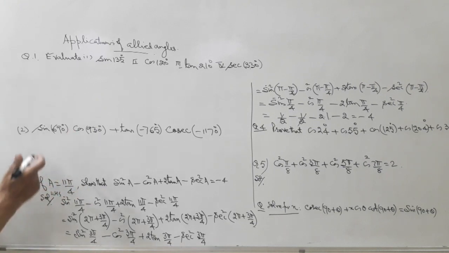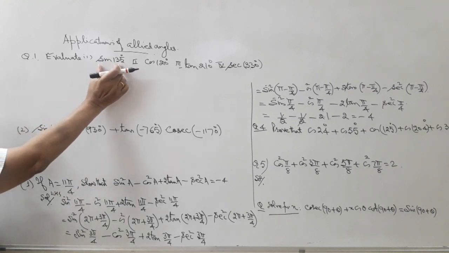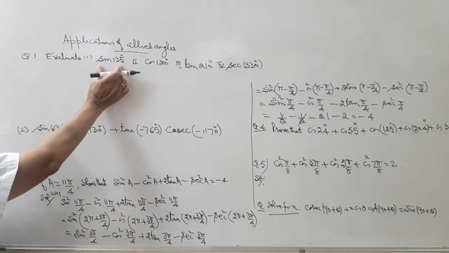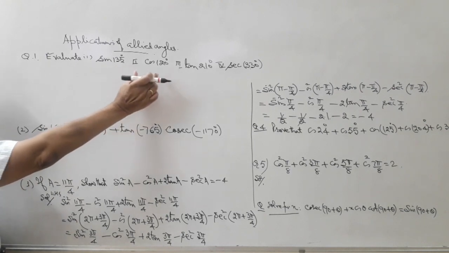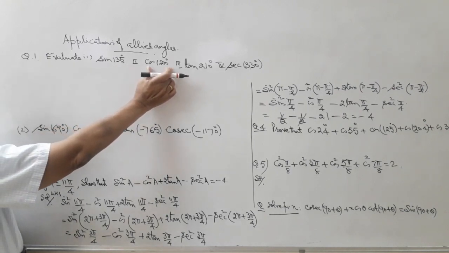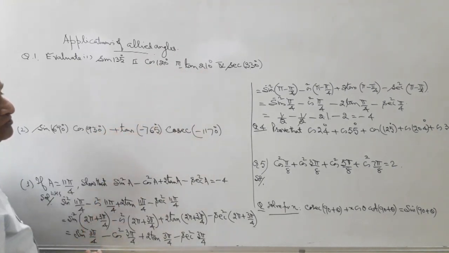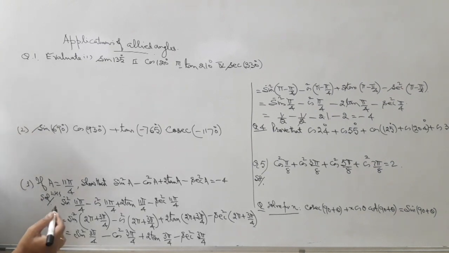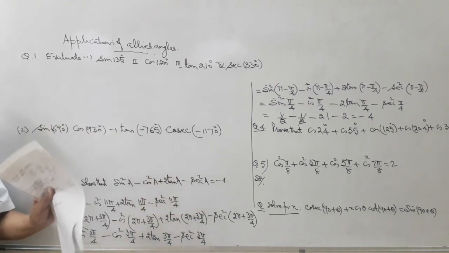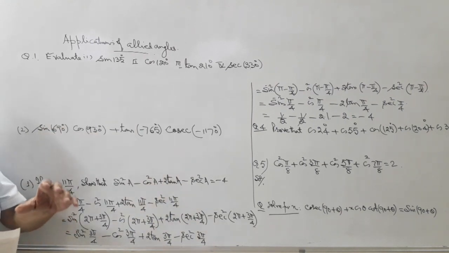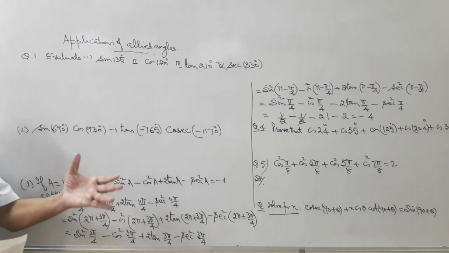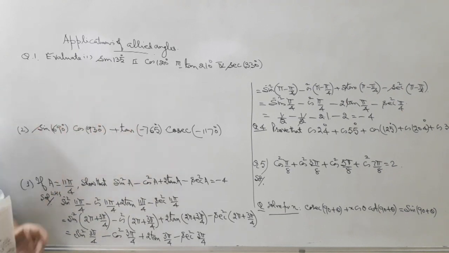The first is evaluate sin 135 degrees, cos 120 degrees, third tangent 210 degrees, fourth secant 330 degrees. Now how to solve? See, with the help of these results of allied angles, we can move from 90 degrees onwards and we shall rotate in all the 4 quadrants.